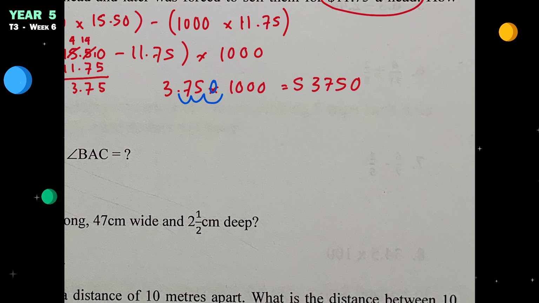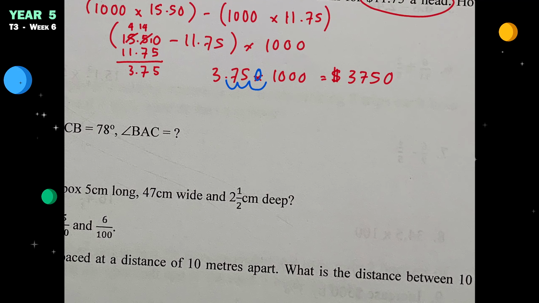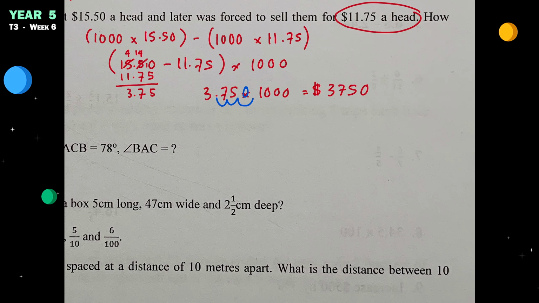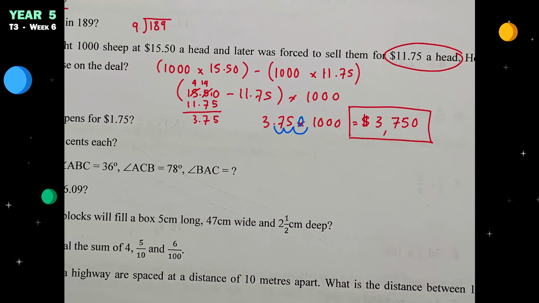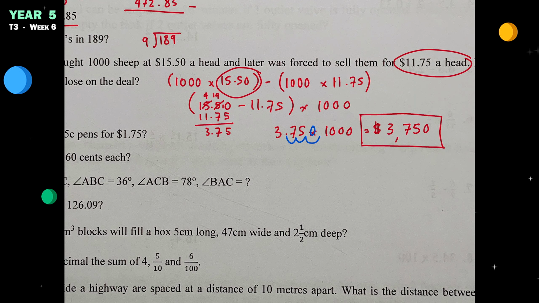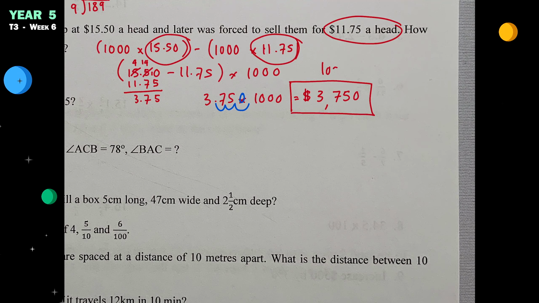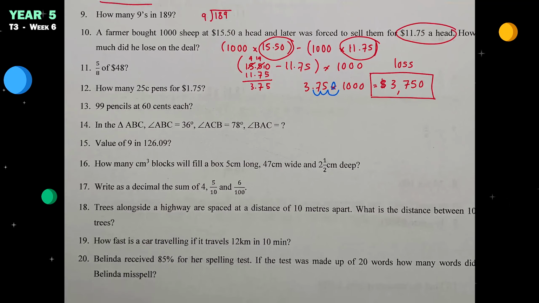So that's $3,750. Did he gain money or lose money? Well, he bought it at a higher price and sold it at a lower price. That means he lost money. So he lost $3,750 in total.